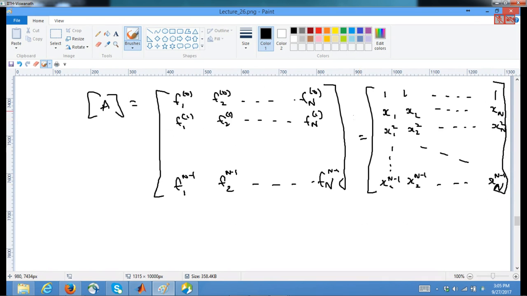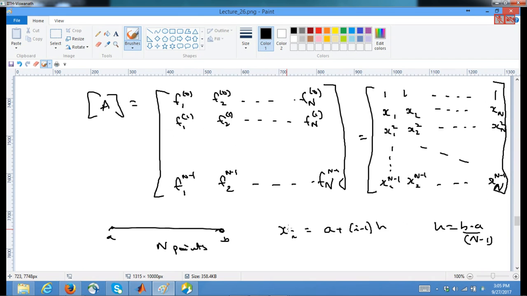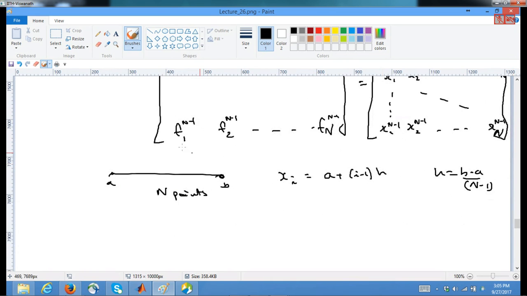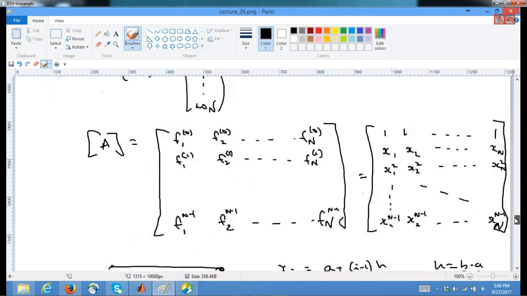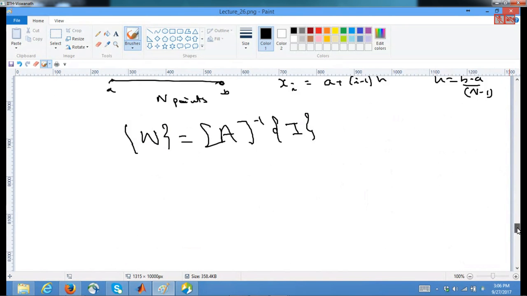So, since we know the positions, because in an interval we have n points, as I told you, xi is equal to a plus i minus 1 times h, where h is equal to b minus a divided by n minus 1. Since we know all the xi's, x1, x2, x3, all those things are known to us, we can evaluate this matrix. So our w can now simply be written as A inverse times I. We already know our I's for the trial functions, which we evaluated just by substituting the positions. So all we need to do is invert, and we get our weights.